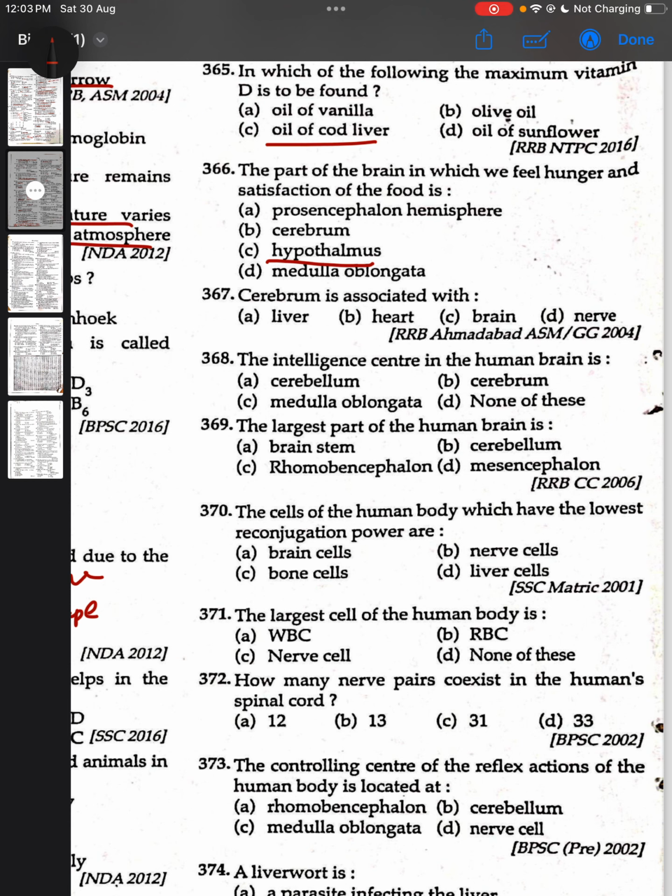Cerebrum is associated with the brain. The intelligence center in the human brain is the cerebrum. It is a center of voluntary action, memory, emotion and sensory processes like vision and hearing. The largest part of the human brain is? The correct answer is cerebrum.